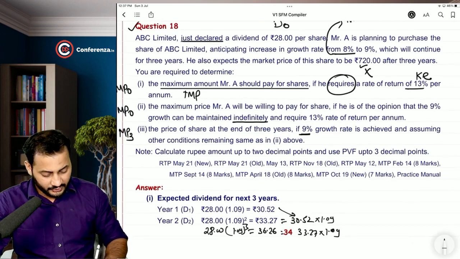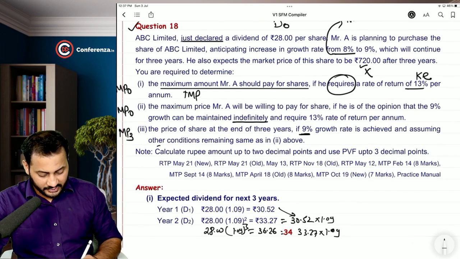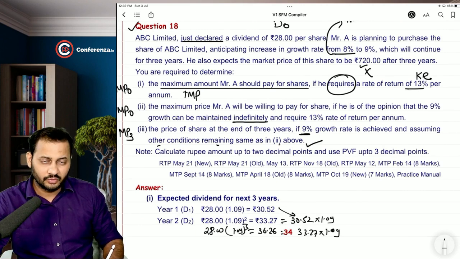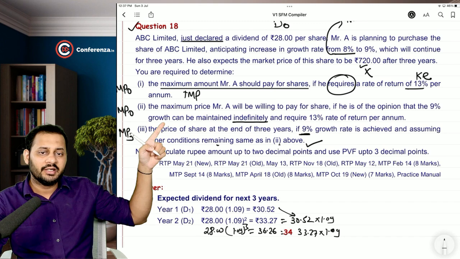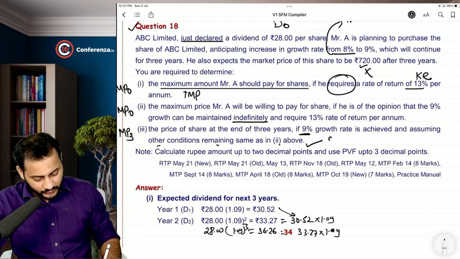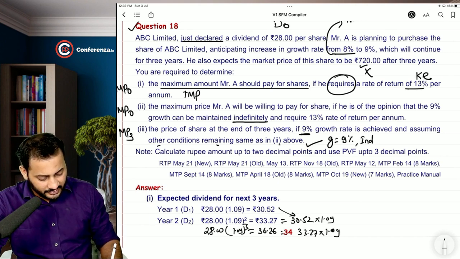If a 9% growth rate is achieved and assuming the other conditions remain the same as in 2 above. What was the condition in 2 above? That the growth rate will be maintained indefinitely and the cost of equity is 13%. So, first of all, it is 9%. Second, it is an indefinite period. Time is indefinite. Third, cost of equity is 13%.